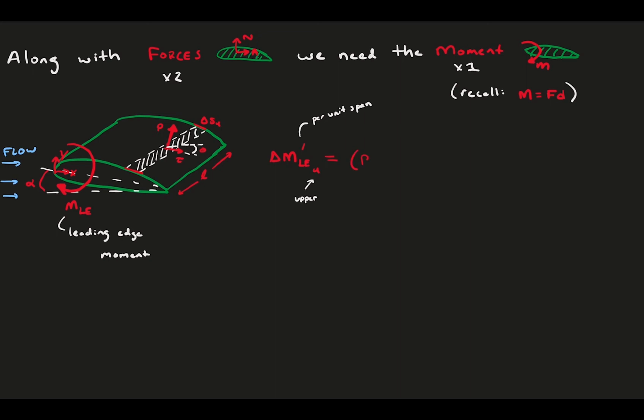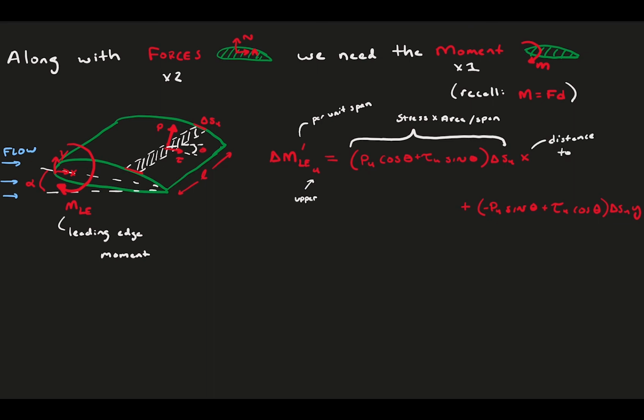The pressure and shear are transformed into the x and y coordinates through trigonometry based on theta and are multiplied by the width of the segment. This represents the force at that segment. Then, we multiply by x, the distance to the segment from the leading edge in the x direction. This is our moment arm. This happens in both the x and y directions, which are added together.